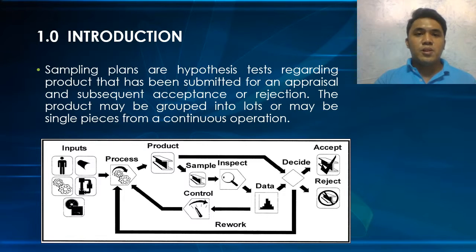The illustration below shows the basic idea. Starting from inputs, they will undergo different processes to make a product. Getting a sample from products to do inspection shows the data to decide whether to control, rework, accept, or reject.